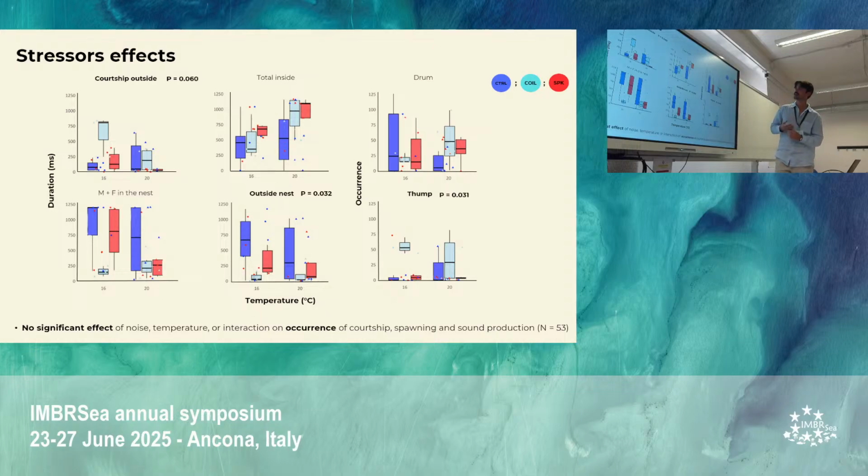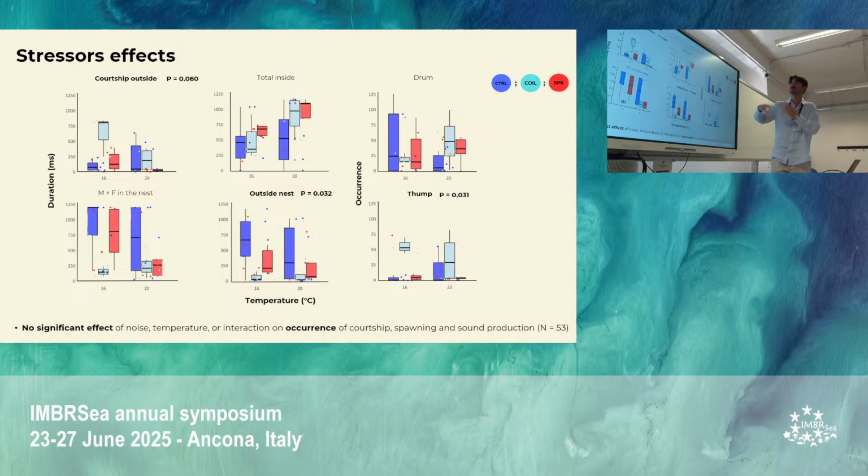You can see that the behavior outside nest, which means that the fish is not going in the nest at all, the time data, is significant for control, being higher than the others. And the production of thump-like sound is also higher, but this time for coil treatment, so electromagnetic field. Not significant, but almost, is courtship outside, the one that we are most interested in, and it is a bit higher for cold treatment. I'll come back to it a bit later.